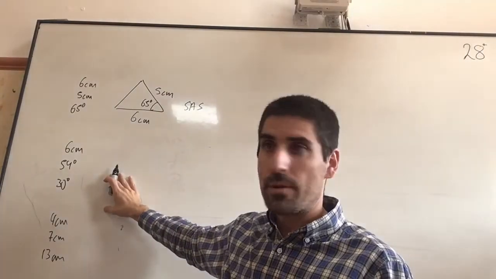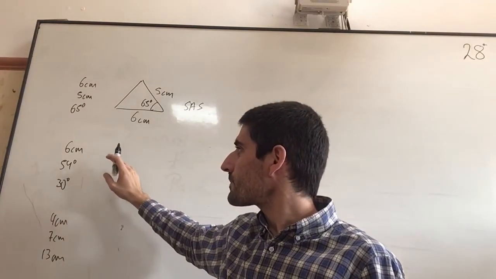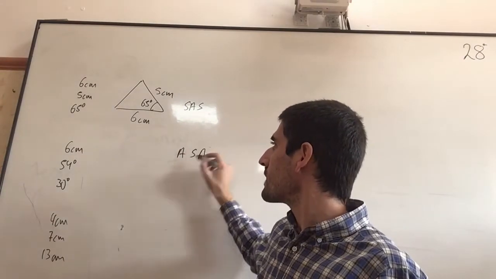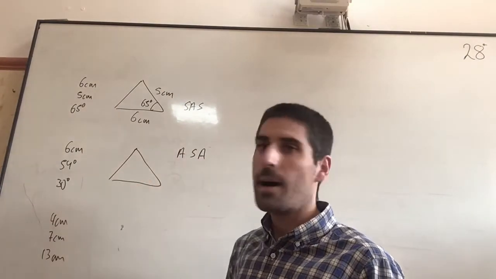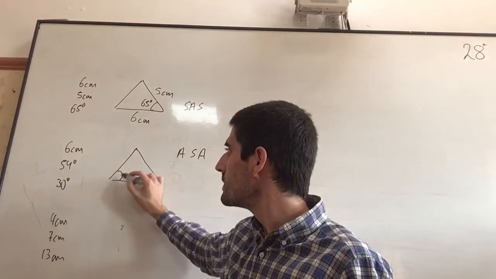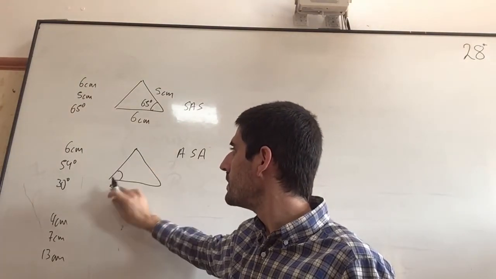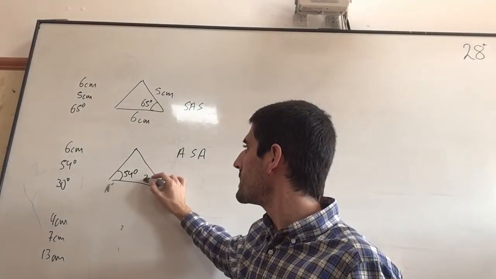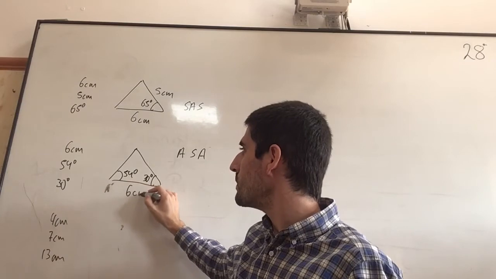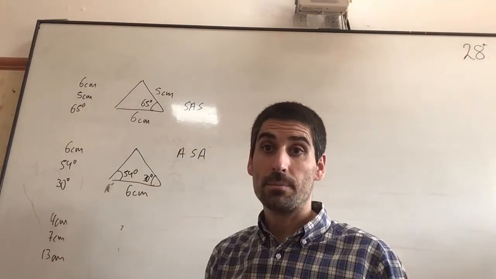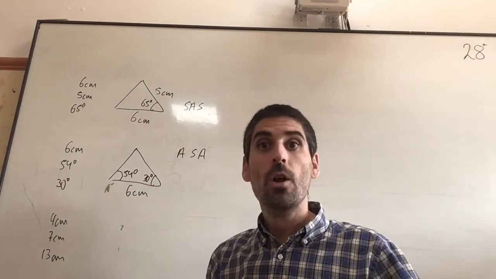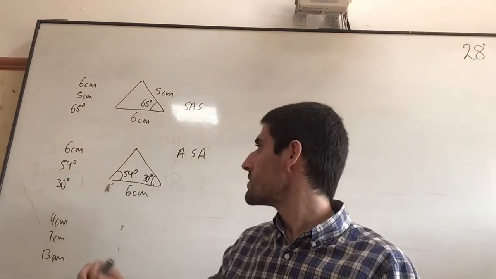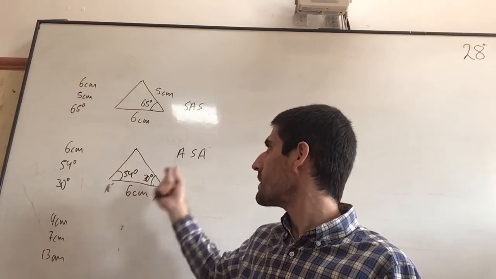The second type we're going to look at is angle side angle. So angle side angle. I've got my triangle and I need to know two angles, 54 degrees, 30 degrees, and the side between them. It has to be the side between them, it can't be any of the other sides, otherwise you wouldn't be able to construct the triangle. So it has to be two angles and the side between them.